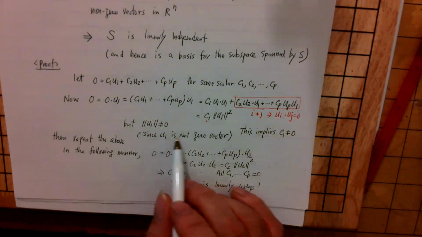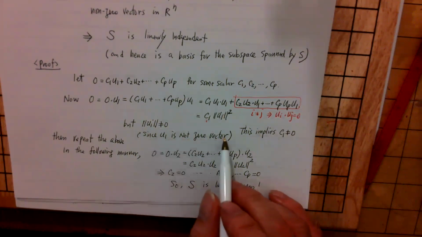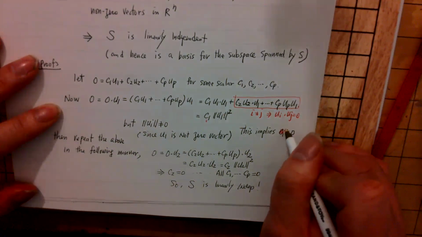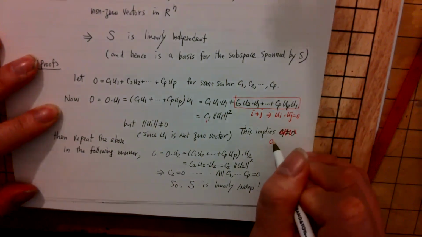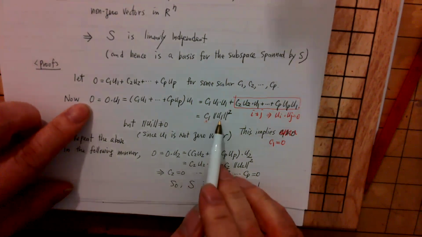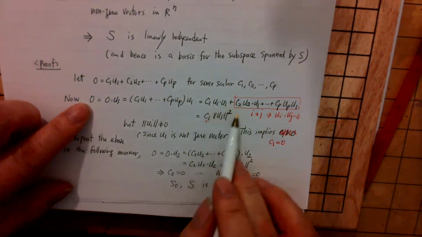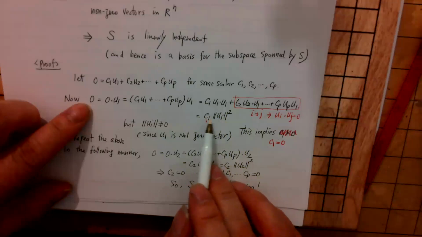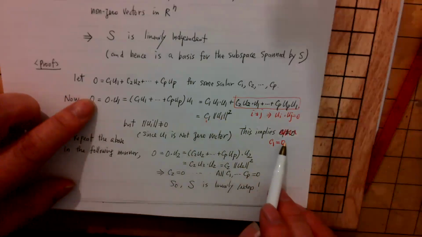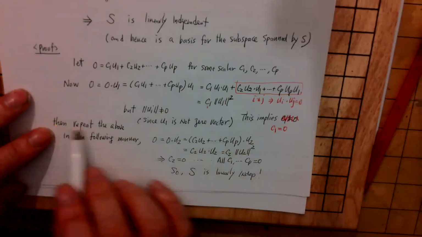Let's see. c1 is not a zero vector. This implies c1 is what? Sorry, I made a mistake here. This implies c1 must be equal to zero. Look at here: c1 times the length of a non-zero vector. This is not zero. c1 times the length equals zero, then c1 must be equal to zero. That's the only possibility.